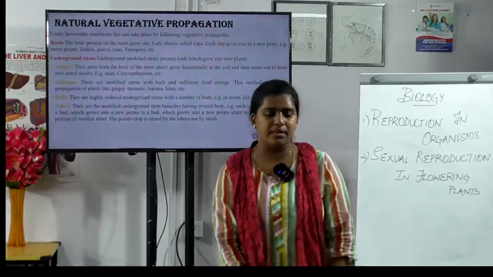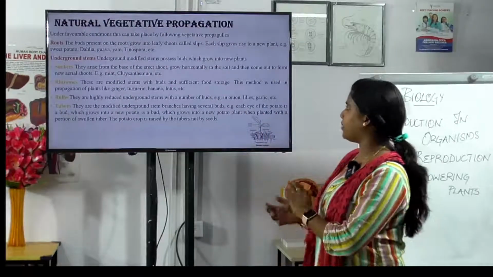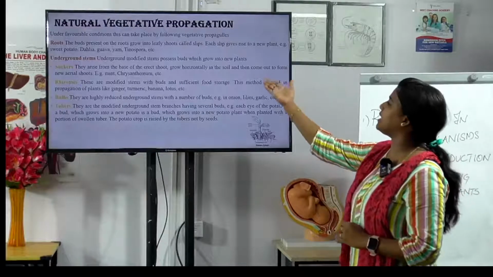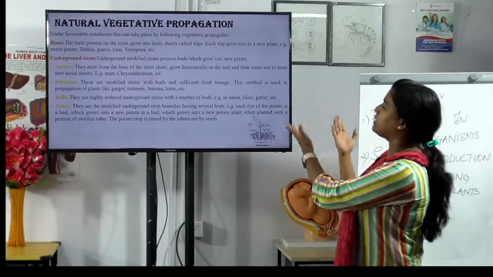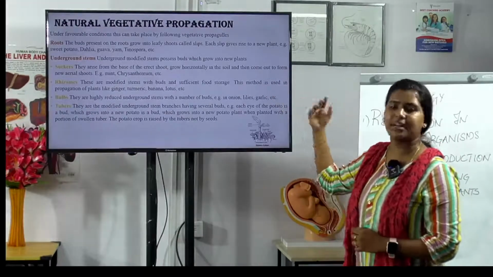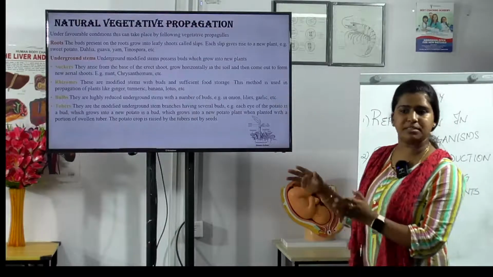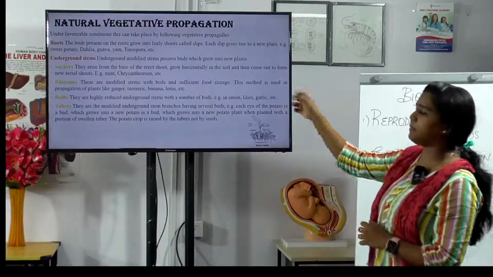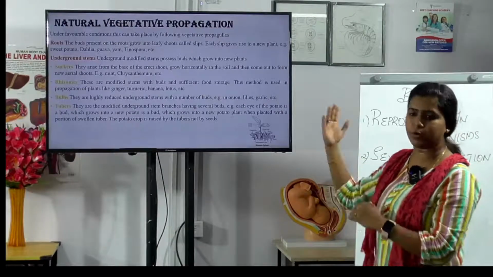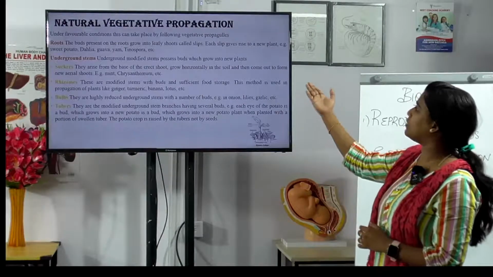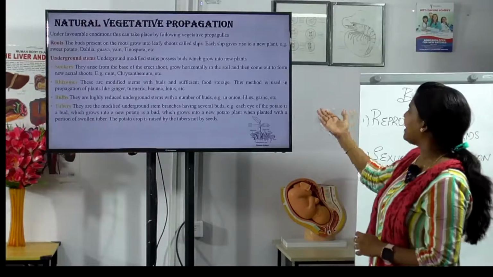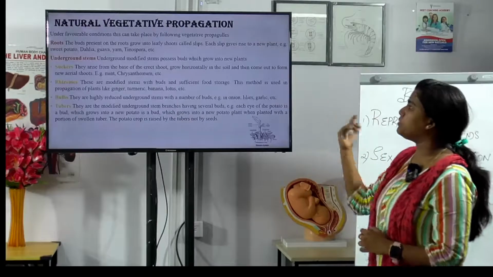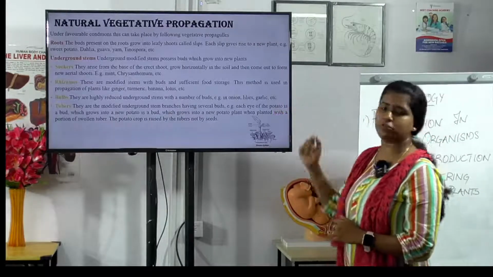Now let us see natural vegetative propagation. Under favorable conditions, the new plant arises from root, underground stems and various parts of the plant. The first one is root. The bud present on the root grows into a leafy shoot called slips, and each slip gives rise to a new plant. For example, sweet potato, guava, yam, Tinospora, etc.